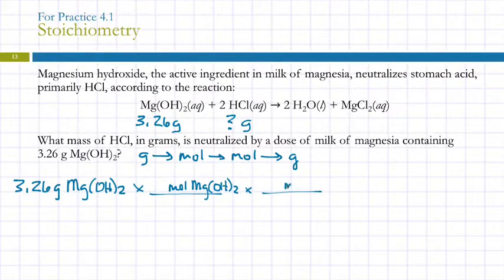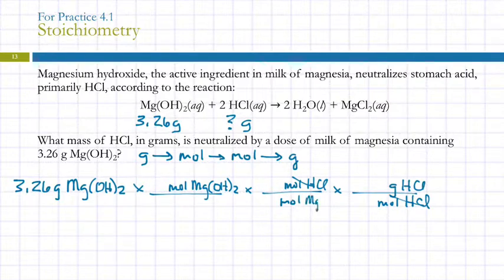So I want to go from grams of magnesium hydroxide to moles of magnesium hydroxide to moles of HCl to grams of HCl. And I write the previous unit in the denominator so they cancel out. And it is really important to write those units. So those cancel, and then grams. We've got moles in the middle here. So moles in the middle, that's the easy one.